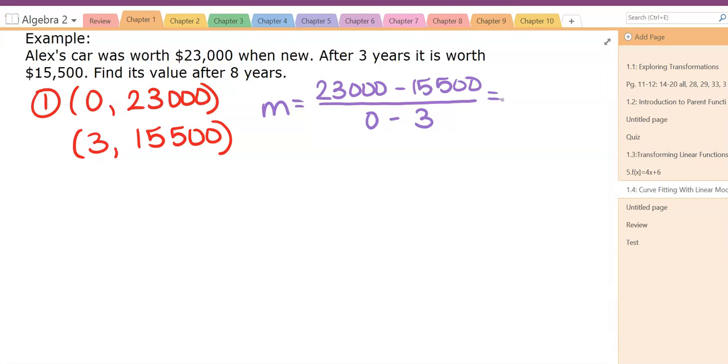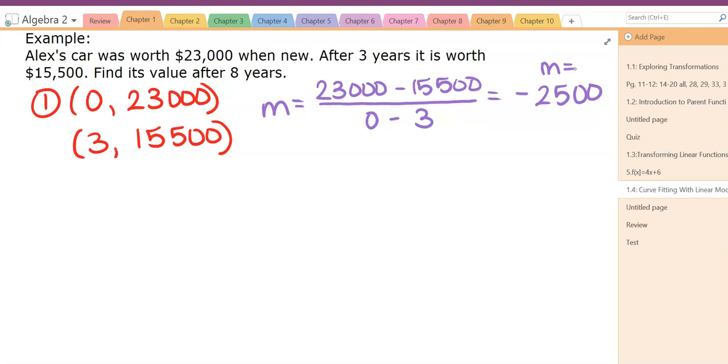No matter how you put these numbers in, one of them is going to be negative because of the way that we set it up. What did you guys get for your slope? Negative what? Good, 2,500. That is telling me every year this car is losing $2,500 worth in value. That's how much it's going down.